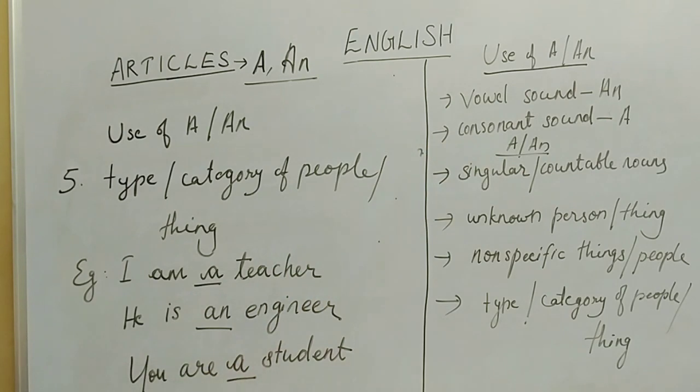And we have studied the uses of a or an, singular or countable nouns. If the noun is singular, we can use a or an, or countable nouns also we can use a or an. And the second point is unknown person or thing. If you are mentioning a noun for the first time, before that we can use a or an. And third point, non-specific things or people. If you are not mentioning specifically any things or people, if we are generalizing that point, we can use the indefinite article a or an. And the last point is type or category of people. Which category that people or that thing belongs to, that category or type we can mention, and in front of that we can use the indefinite article a or an.